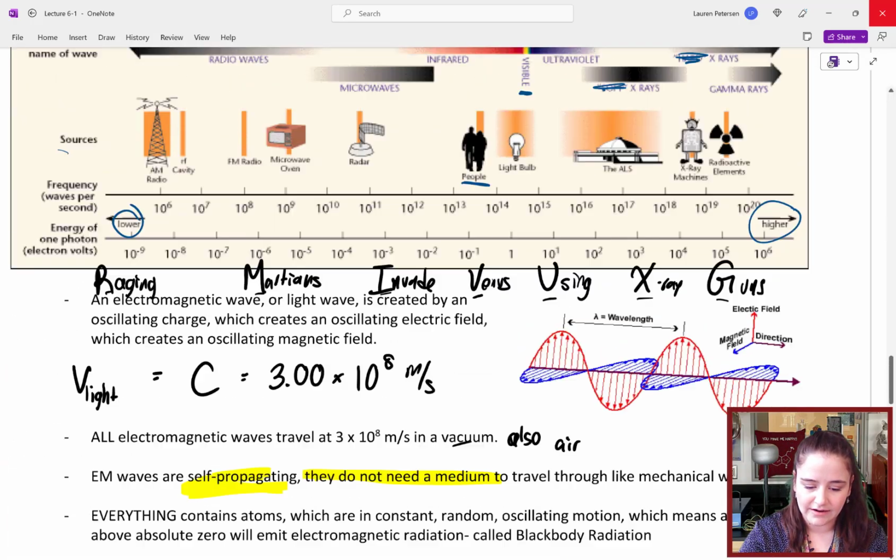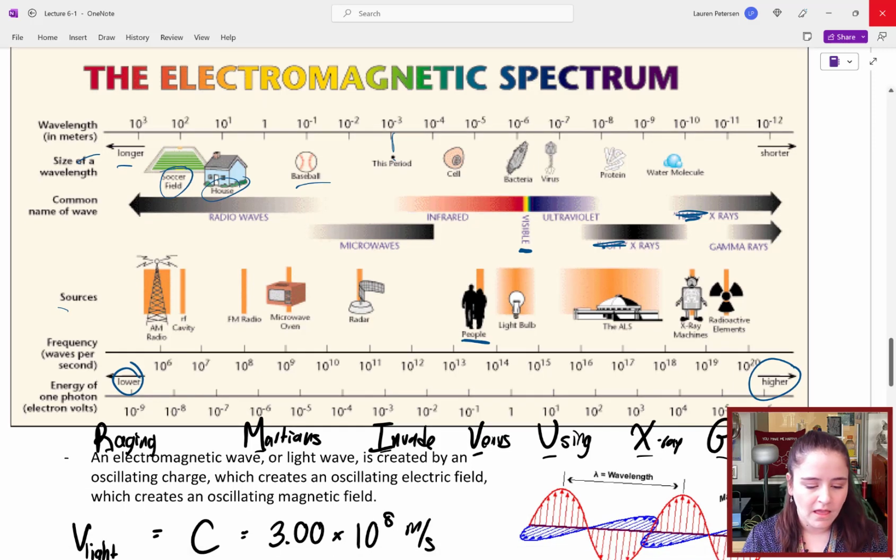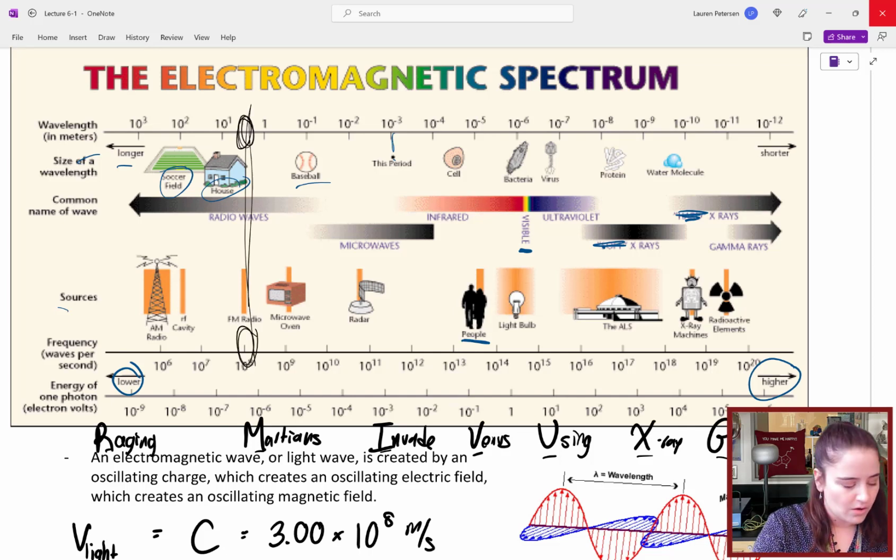So if we look at our electromagnetic spectrum, you do not need to quantitatively memorize the electromagnetic spectrum. You would always be given ranges if you needed it. But wavelength 0.65, so that's somewhere in this range. Frequency on the order of 10 to the 8th. What do you know? It is a radio wave.